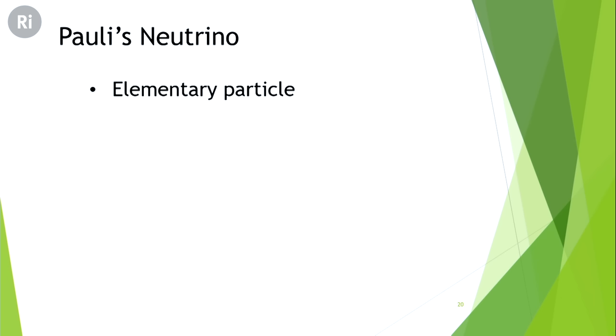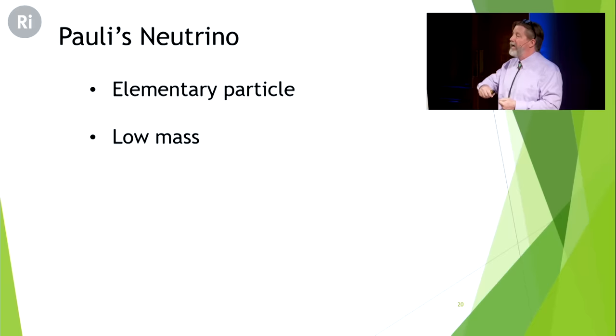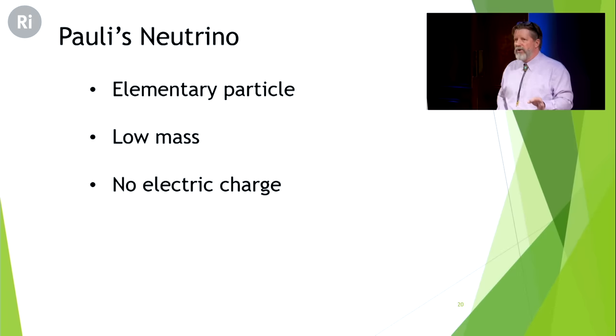that it had to be an elementary particle. To make the whole thing simple, that goes along with other elementary particles like electrons and quarks. It had to have low mass, and we know that because you could look at the electrons coming out. Some of them had a lot of energy, some of them had a little bit of energy, but the way it was distributed made it clear that whatever that other thing was, it had to be extremely light compared to an electron. It had to have no electric charge, because we already know that the proton and the electron have balanced out the electric charge.